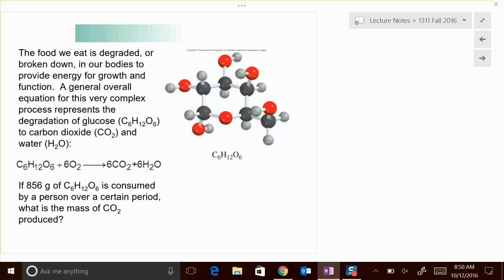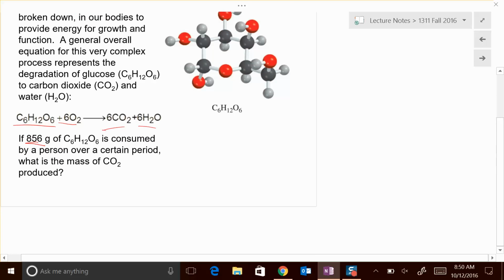Okay, so here's the glucose plus oxygen. This is the cellular respiration reaction, essentially, or just combustion of glucose. It produces carbon dioxide and water. If 856 grams of glucose is consumed by a person over a certain period, what is the mass of carbon dioxide produced? Okay, so this is through cellular respiration. It's going to break down in our bodies. And if I ingest 856 grams of glucose, what is the mass of carbon dioxide that I will produce?